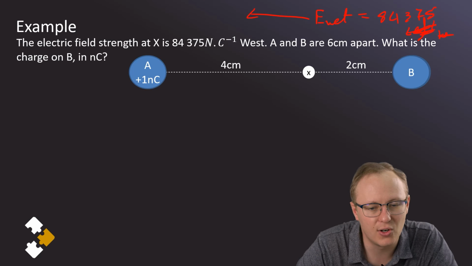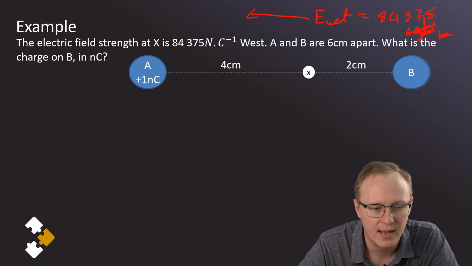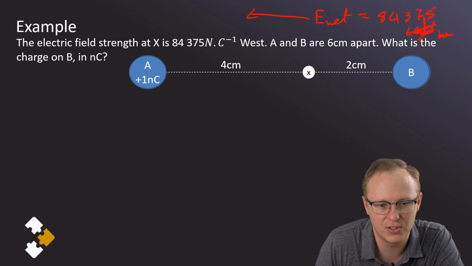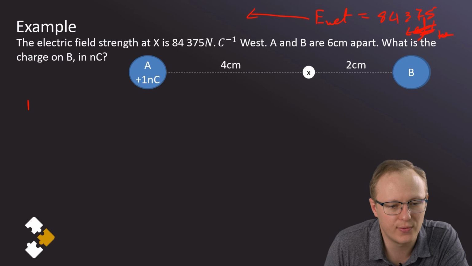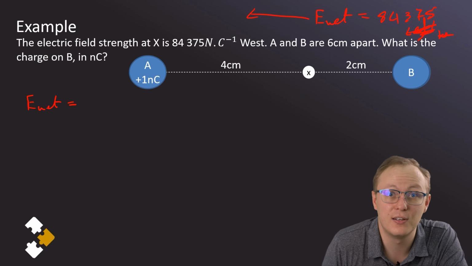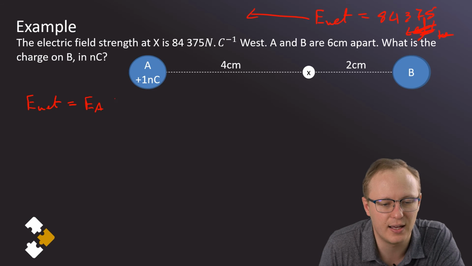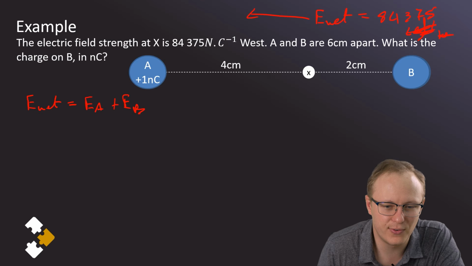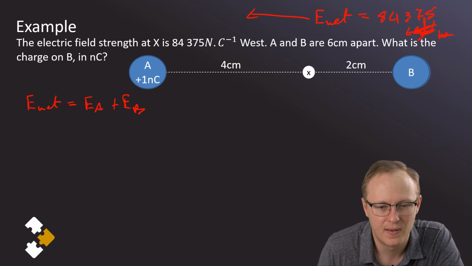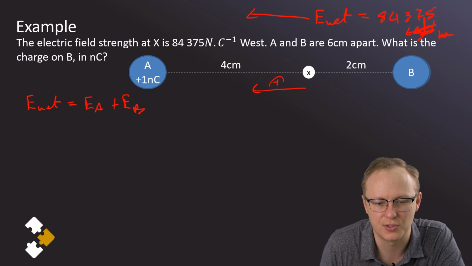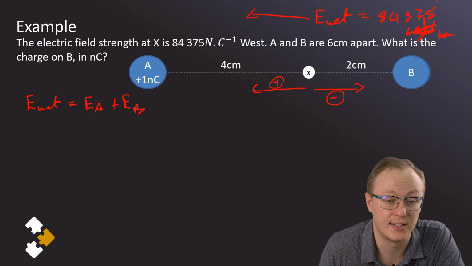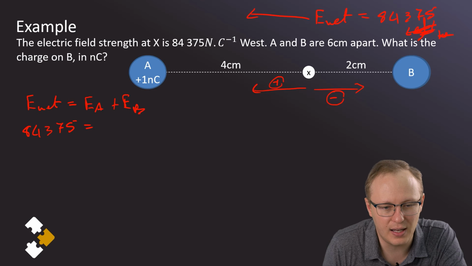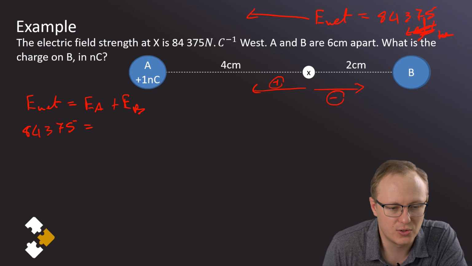So, then A and B are 6 centimeters apart. What is the charge on B in nanocoulombs? Okay, right. So, we know A, right? So, this is very useful to us. So, I'm going to start with this idea that the net field has to be the vector sum of the two fields. So I'm going to say EA plus EB, right? Now I need a positive and a negative direction, and since the field is ending up towards the left, I'm just going to use the direction of the net field as positive. So I'm going to take left as positive, and right as negative for this field. So then the E net is positive 84,375. And then the EA, we need to figure out what EA is, right? So let's do that separately.